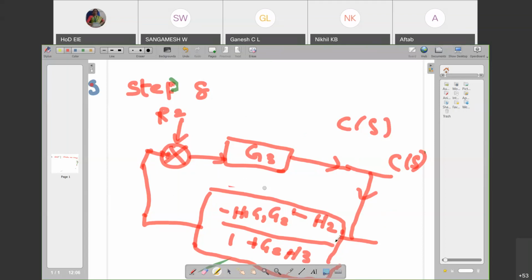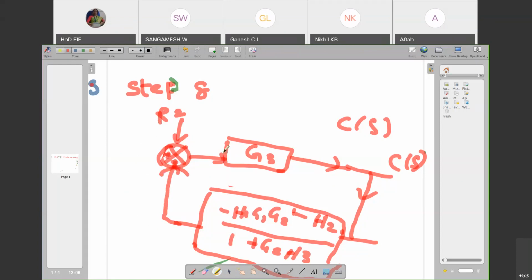Now you look at it, you have R2 as an input, C of S as an output, you have G3 in the forward path, and in the feedback path, this entire block which is connected to the positive terminal. So the same thing I can modify a little in order to match with whatever we conventionally look at. So in step 7, I'm just manipulating the circuit diagram only, so I'm not changing anything. Instead of putting the positive terminal there, I'll put the positive terminal here.